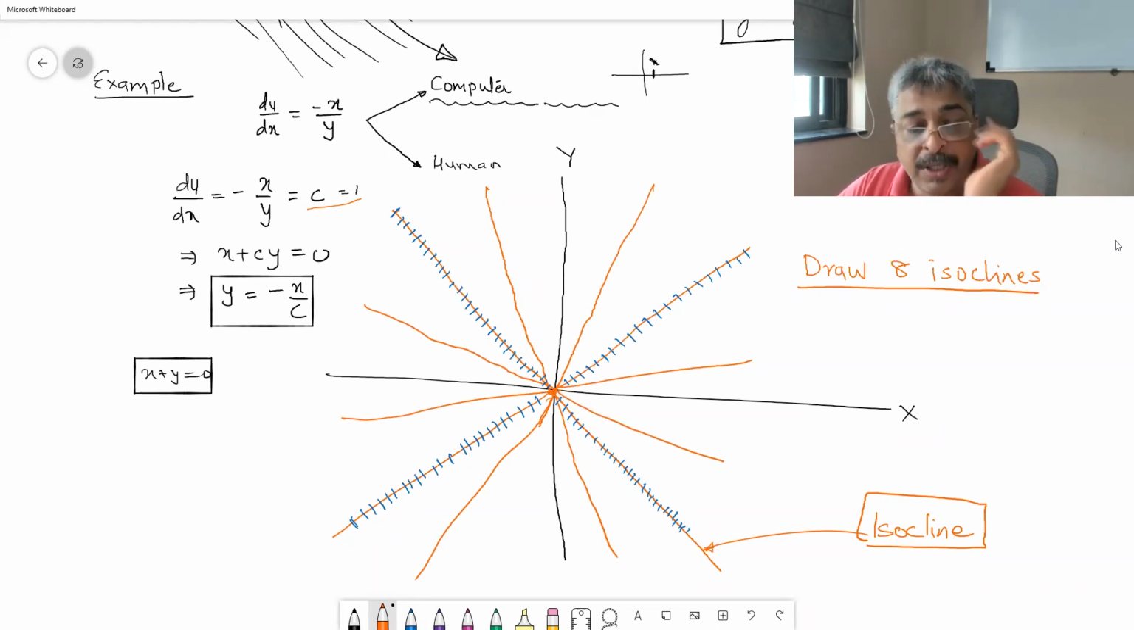For different values of C, you can always draw lines, and if you decorate them with the slope segments, of course, we have on the y-axis, what will be the value of C? x is equal to 0. So the value of C is going to be 0.